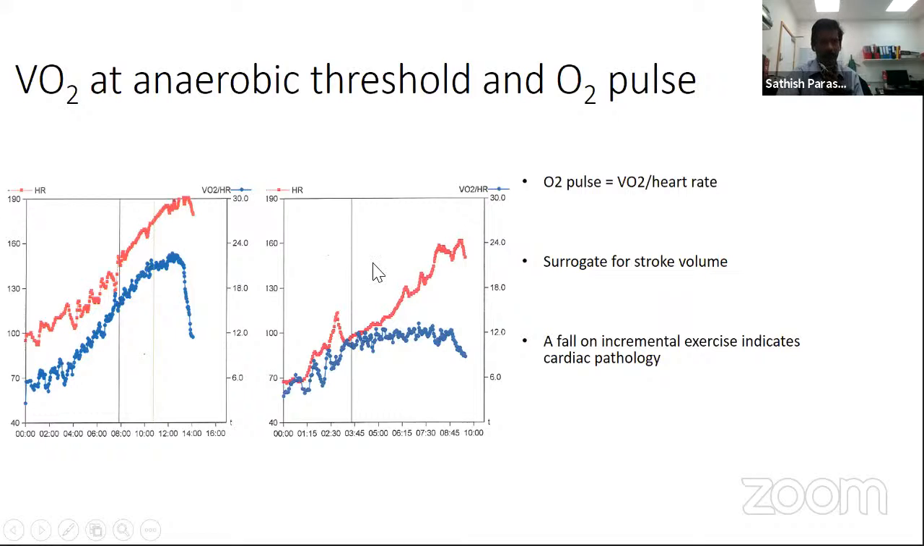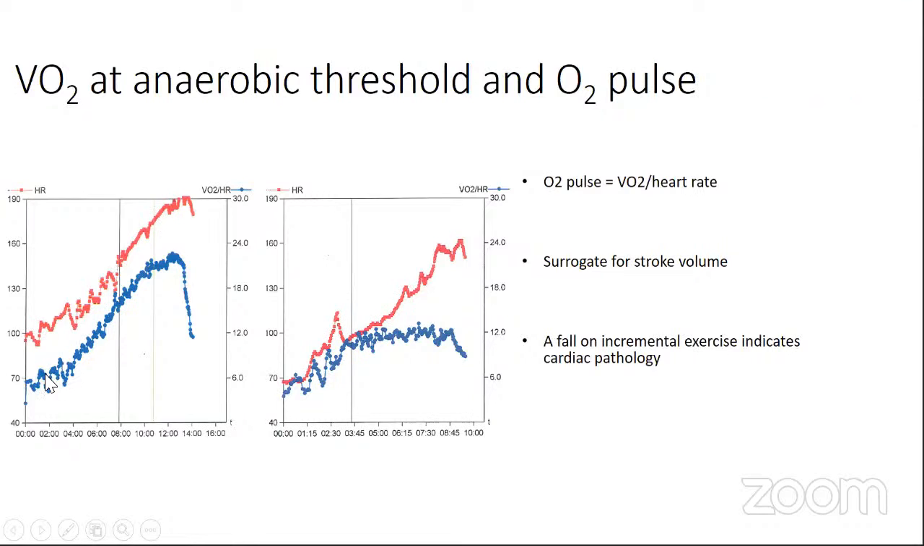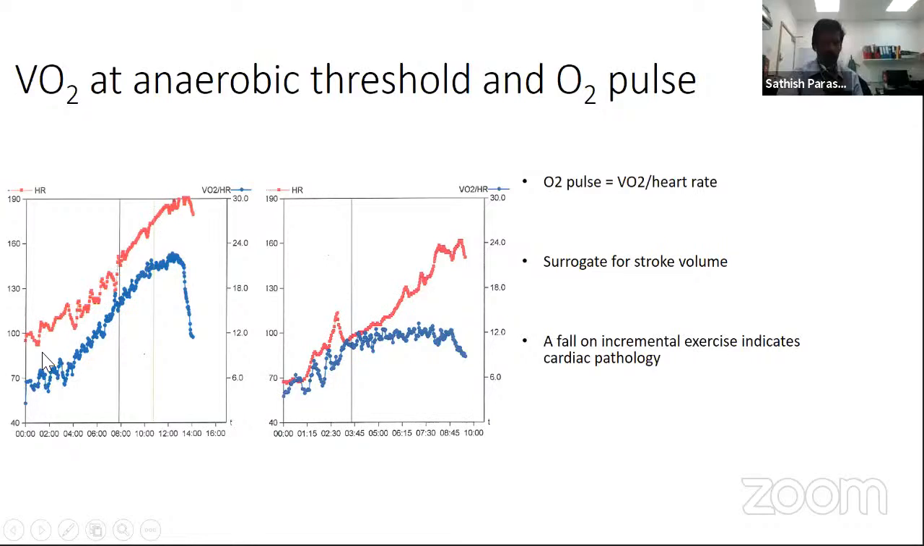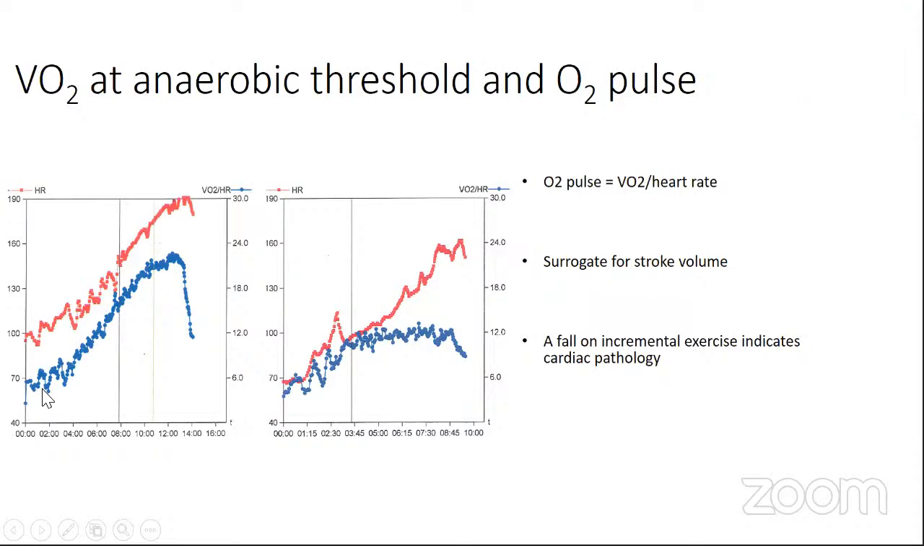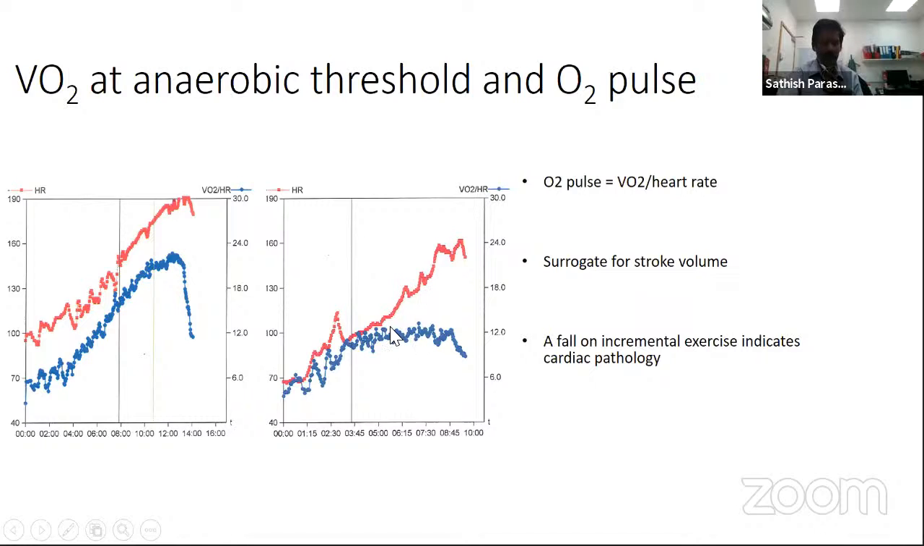So now, oxygen pulse is the ratio of the oxygen consumed to heart rate. It is a surrogate for stroke volume. In the left-hand side panel, the oxygen pulse is in blue, and the heart rate is in red. You can see the heart rate goes up steadily, as you would expect, and the oxygen pulse goes up steadily as well. In the right-hand side panel, you have a patient with heart failure, where the heart rate, in red, goes up, and the oxygen pulse does not go up, which is quite flat, indicating there is a problem with the cardiac pump.